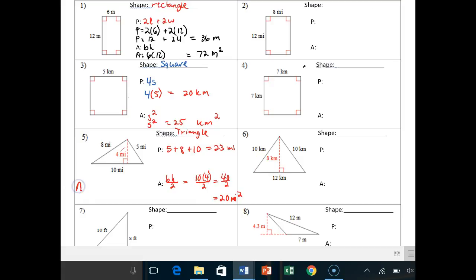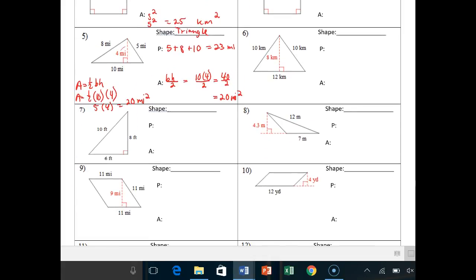Now I want to do it the other way too. Area is equal to 1/2 base times height, just so you get used to both, and then you get to pick which way you want to do it. So area is equal to 1/2 of your base, which is 10, times your height, which is 4. So you ask yourself, what's half of 10? Well, that's 5 times 4, and 5 times 4, 20. So you're going to get 20 miles squared either way. Do both ways in number 6. Try and make sure you understand both ways.